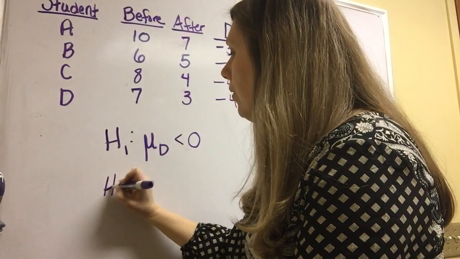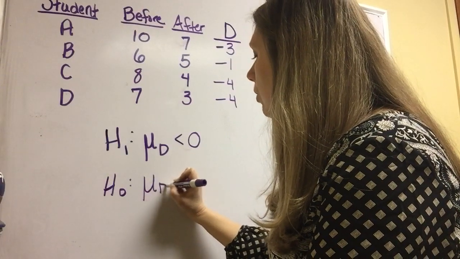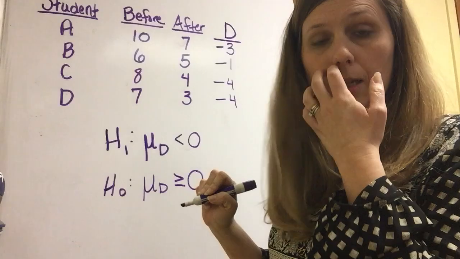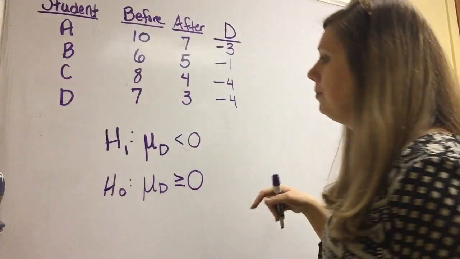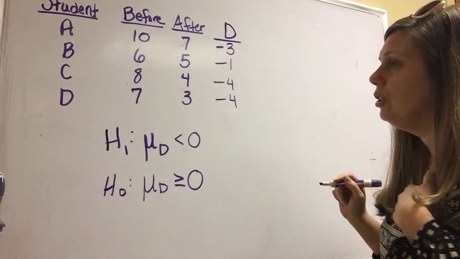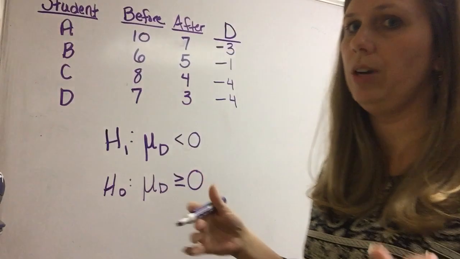My null hypothesis then, I've got the mean of the difference scores. It's going to be greater than or equal to 0. Okay, because remember it has to cover all the other options. Okay, good. So that's step 1. Step 2 is figuring out, basically we have to get to our standard error here.